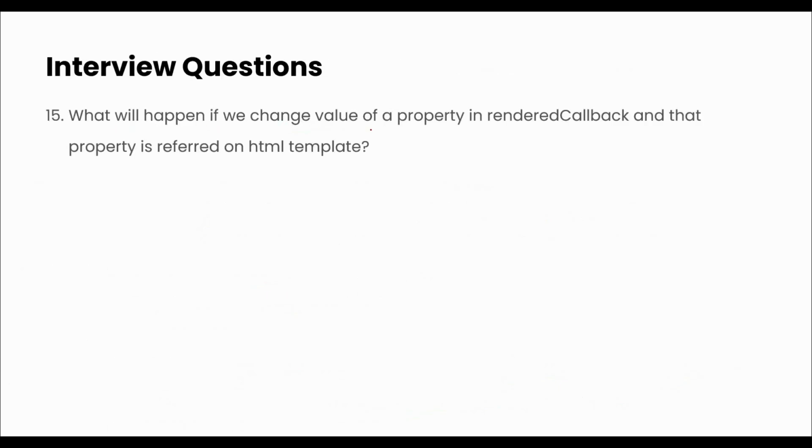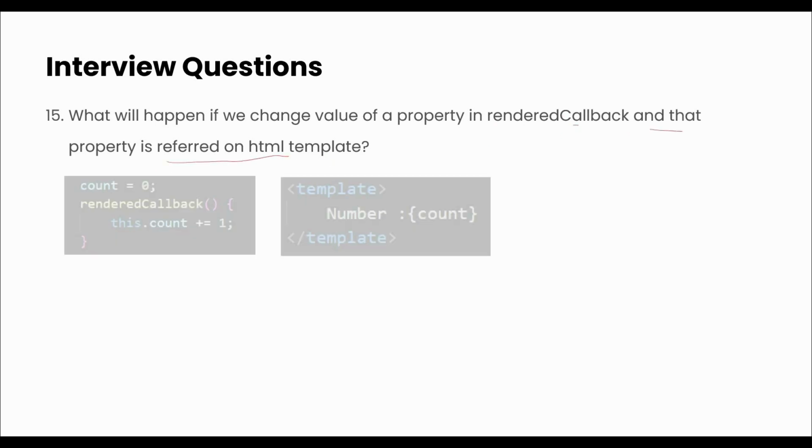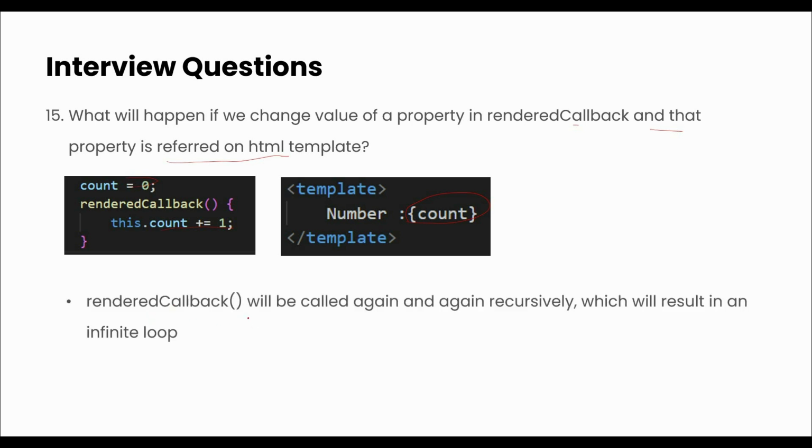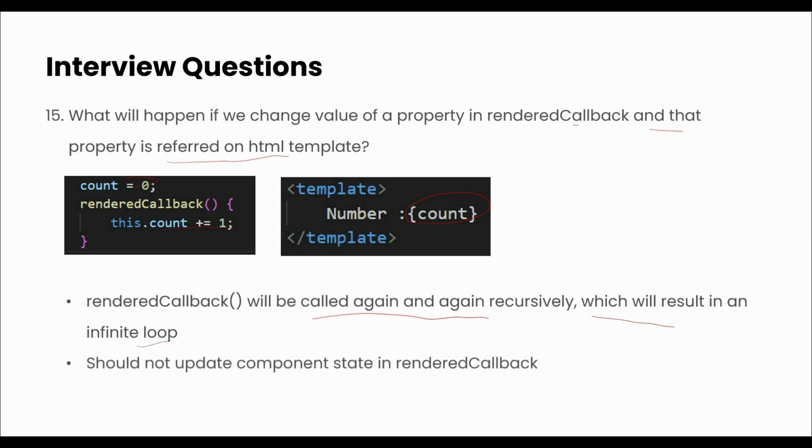Okay. Next is: what will happen if we change the value of a property in renderedCallback and that same property is referred to in the HTML template? Something like this. Here we have declared a count property in the JS file and are increasing the value of this property in renderedCallback, and also using this same property in the HTML template. Now the question is, what will happen? Will this component render successfully or not? Well, in this case, renderedCallback will be called again and again recursively, which will result in an infinite loop. So we should avoid updating reactive properties in renderedCallback, or should not update component state in renderedCallback.